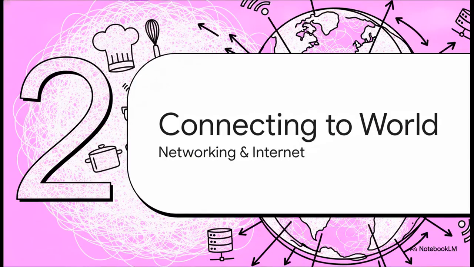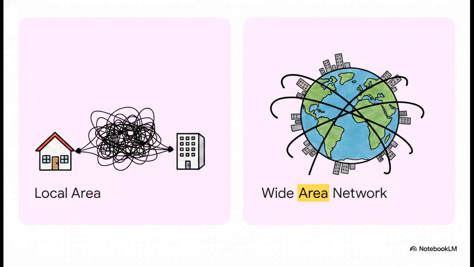So that's the hardware. Let's move to Layer 2, connecting to the world. Networking and the internet. Now that our kitchen is up and running, we actually need to reach our customers. First, we need to understand the scale of our network, which means looking at LAN and WAN. LAN is your local area network.